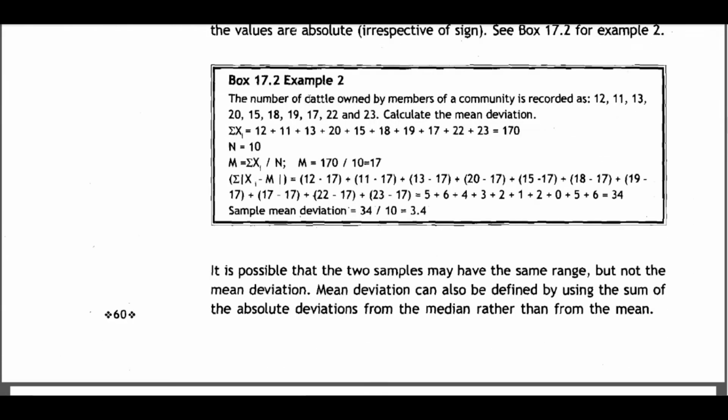The number of cattle owned by members of communities is recorded as 12, 11, 13, 20, 15, 18, 19, 17, 22 and 23. Calculate the mean deviation. The total is 170, divided by n, so the mean is 17. Then you add all the absolute deviations. The sample mean deviation is 34 by 10, that is 3.4. That is the average deviation of each value from the mean.